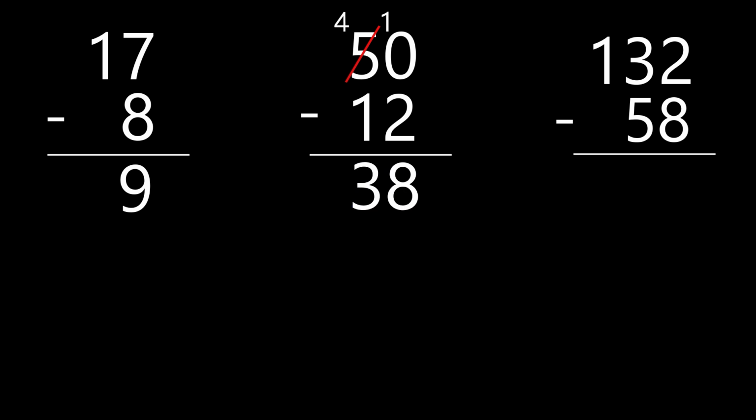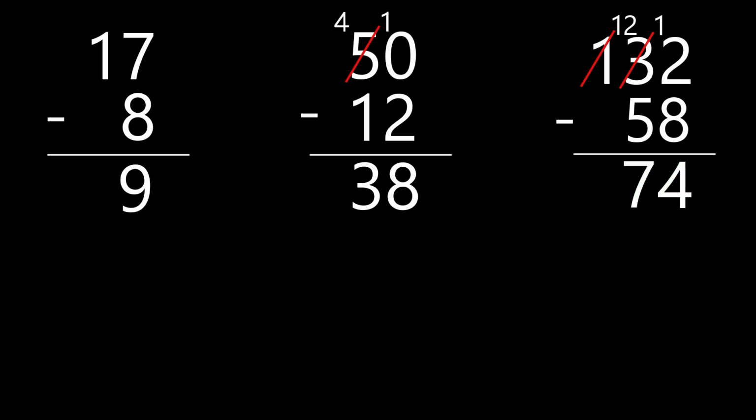Now, for the last one, 2 is smaller than 8, so we borrow 1 from 3, reducing it to 2 and turning 2 into 12. Subtracting, we get 12 minus 8 equals 4. Moving to the next digit, 2 is still smaller than 5, so we borrow 1 from the hundreds place, making 2 become 12. Now, 12 minus 5 equals 7. Since there's nothing left in the hundreds place, the final answer is 74.